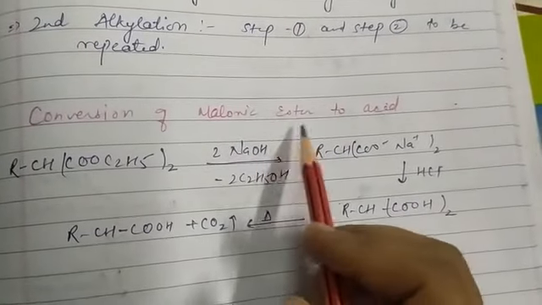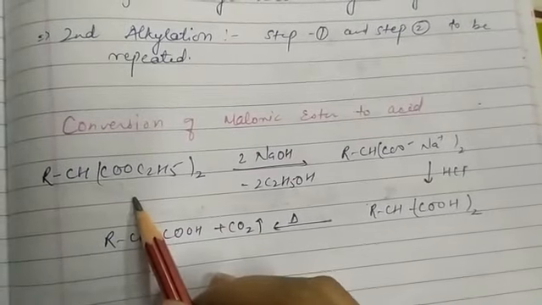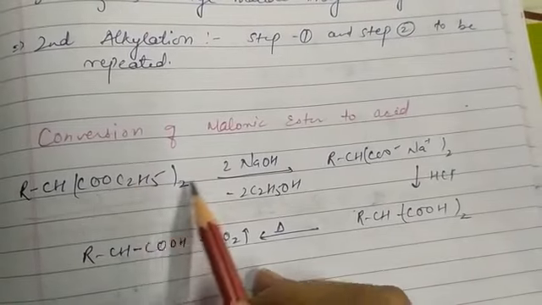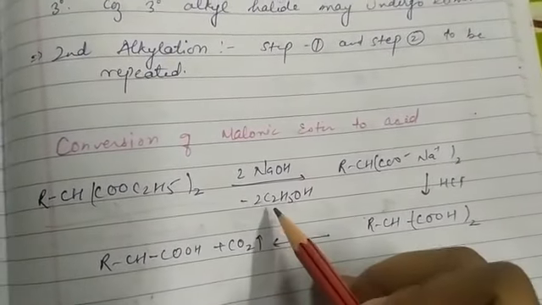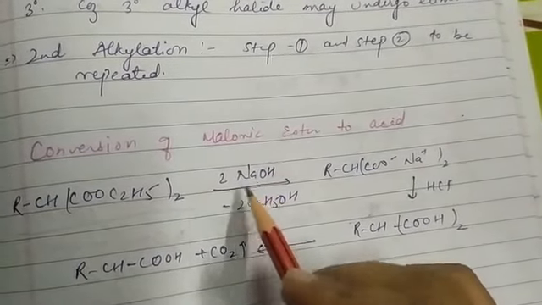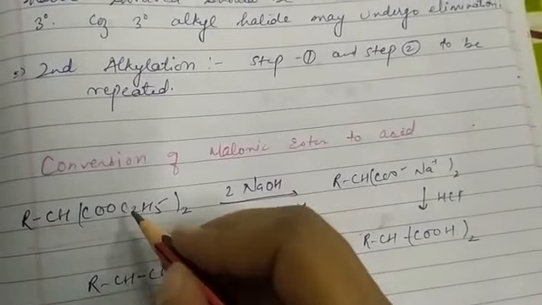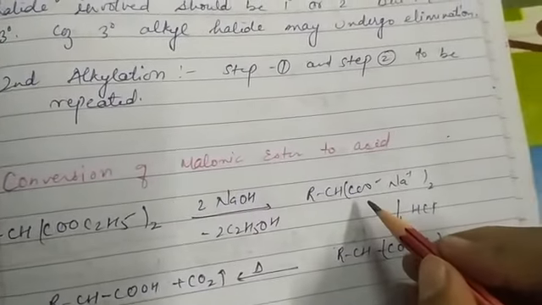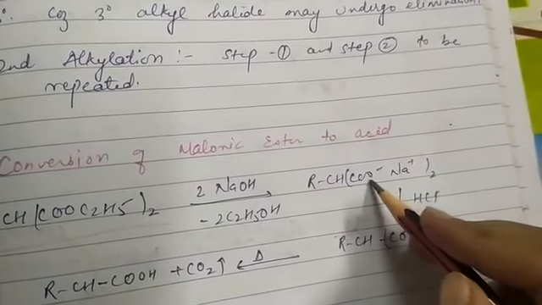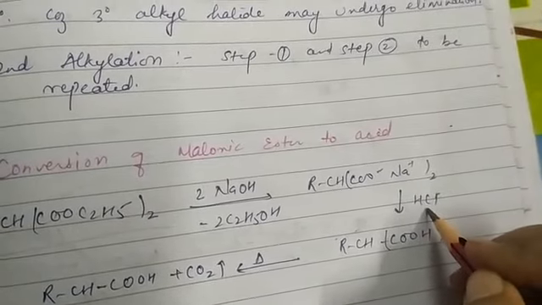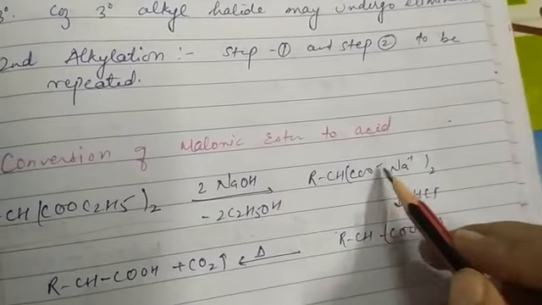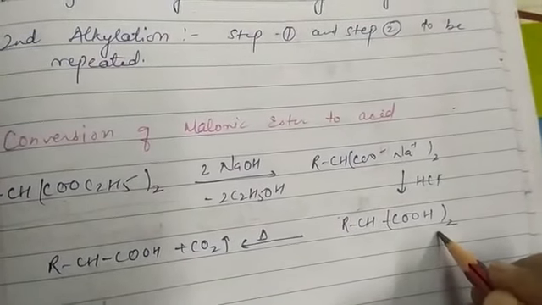Next is the conversion of malonic ester to acid. How will you convert the malonic ester to the acid? This is malonic ester, the CH group attached to two ester groups. To convert it to the acid, these are the steps. At first you will react it with base. The base will hydrolyze the ester and convert it to the carboxylate salt, COO minus Na plus. Then reacted with HCl, it will protonate this anion group and convert it to dicarboxylic acid.